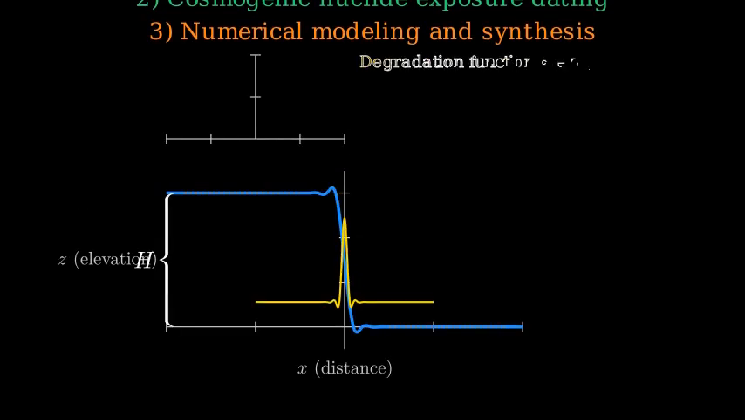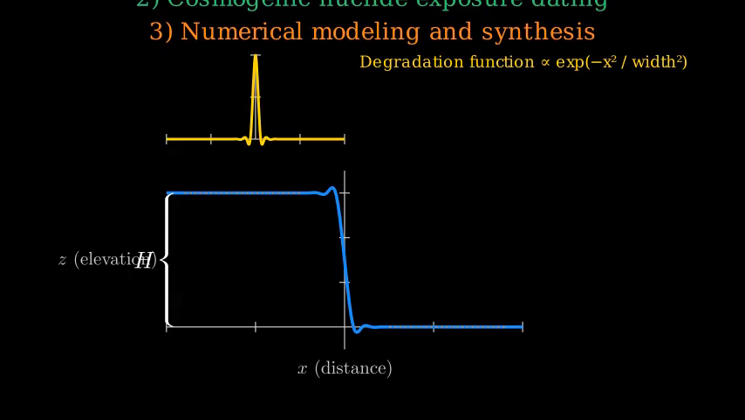Section 1. Morphologic dating with a diffusion model. Imagine an earthquake creates a vertical step. Over time, erosion and soil creep act like diffusion, rounding the scarp. We'll watch a sharp step blur into a smooth S-shaped profile that gets wider with time.